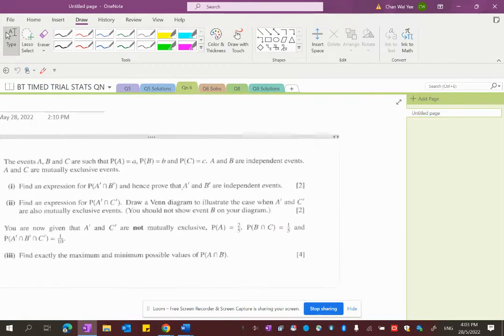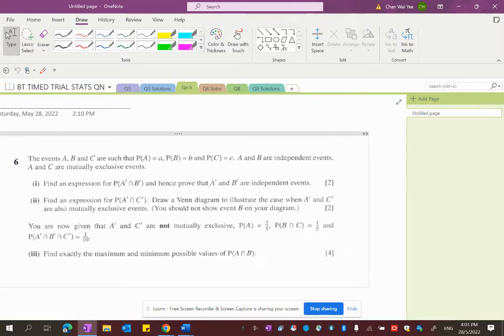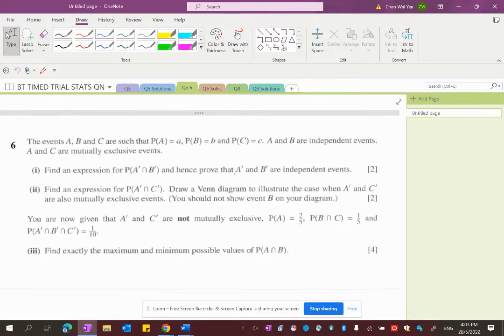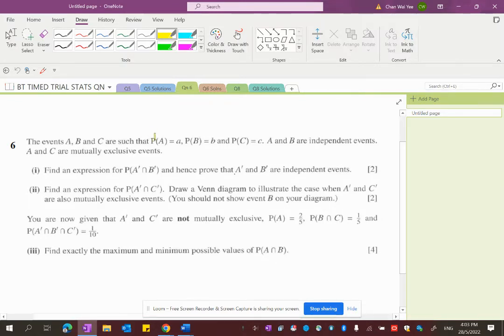Now we're looking at question 6, the question on probability. Let's take a look at the question first. We have three events here, A, B, and C, and the information given is: probability of event A is given by lowercase a, probability of B is lowercase b, probability of event C is lowercase c. And furthermore, you are also given that A and B are independent events and A and C are mutually exclusive events.